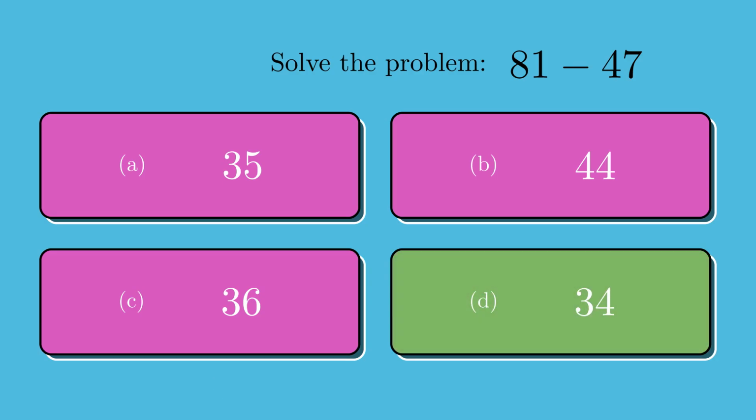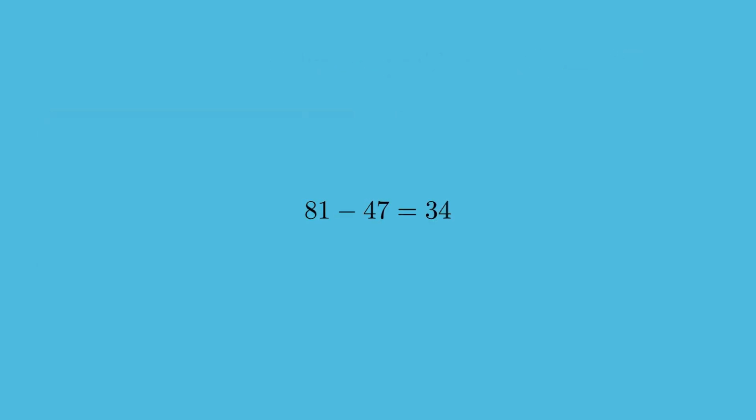Correct answer is D. Let's subtract 47 from 81. Simply state it as 81 minus 47, and when the sum is completed, we find our desired number. Thus, the correct answer is 34.